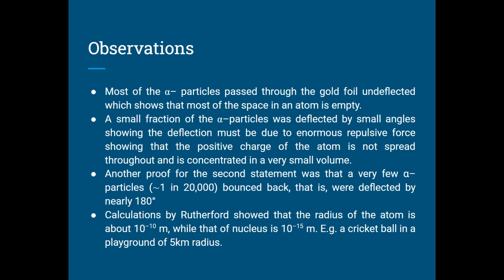Also, he did some calculations and found out that the radius of the atom is about 10 to the power minus 10 meter, while that of the nucleus is around 10 to the power minus 15 meter. So, if the atom is small, then the nucleus is much smaller than that. The best example for this situation is a cricket ball in a playground of 5 kilometer radius. So, this content of the observations is enough for you guys to study. Don't do anything extra. And now we are going to study the results. Like, what were the results of the Rutherford model of atom?